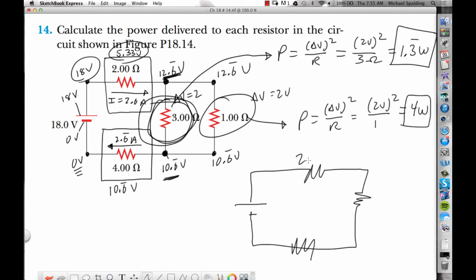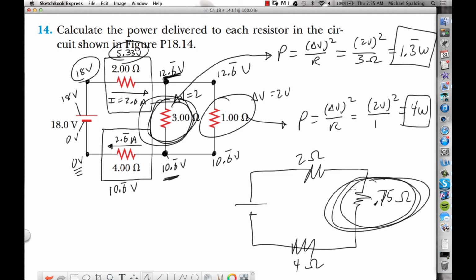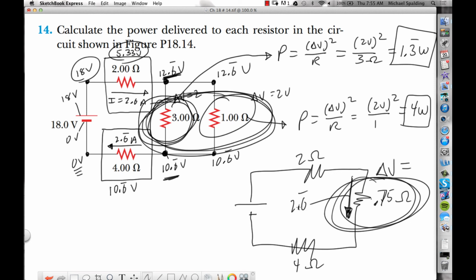So this is 2 ohm. This was 0.75 ohm. And then this is 4 ohm. Look at, who is this 0.75? Who is that guy? It's these guys, right? If you can find the voltage across that guy, you found the voltage across those guys. And just check out what it would be. What's the current flowing through that circuit right there? That current was 2.6. Look at, what's 2.6 times 0.75? 2. It's the 2 volts.